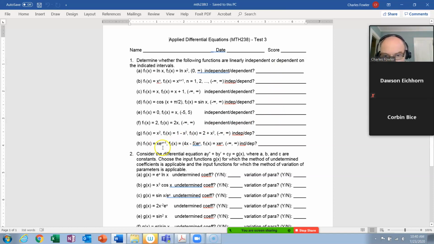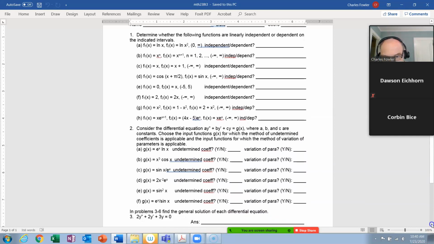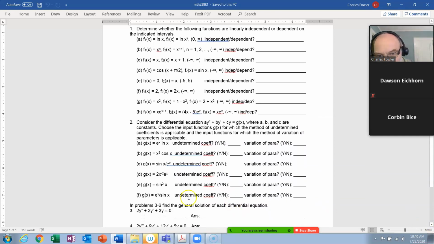Now, down here, we get three functions. It's not just two. f1, f2, and f3 over that same interval. So you determine that. Your answers here are just going to be the words independent or dependent. That'll do it. Now, down here, this is closer to what we were doing toward the end here.